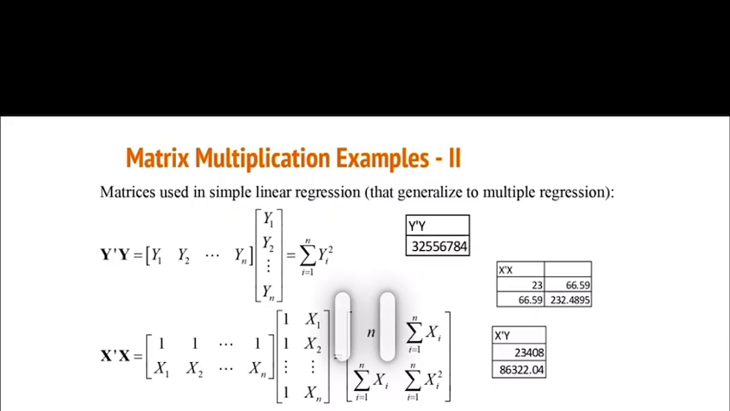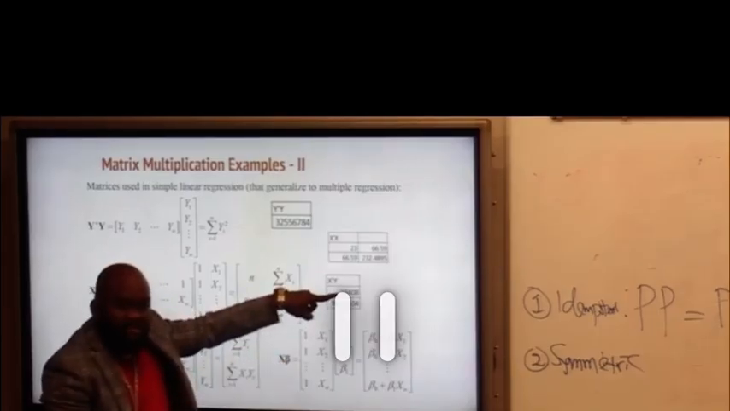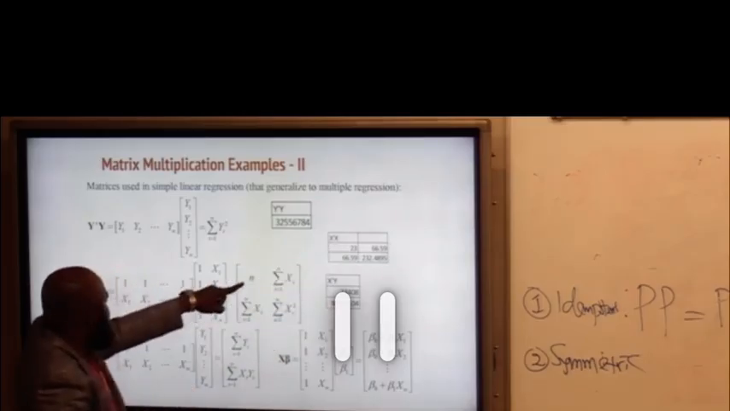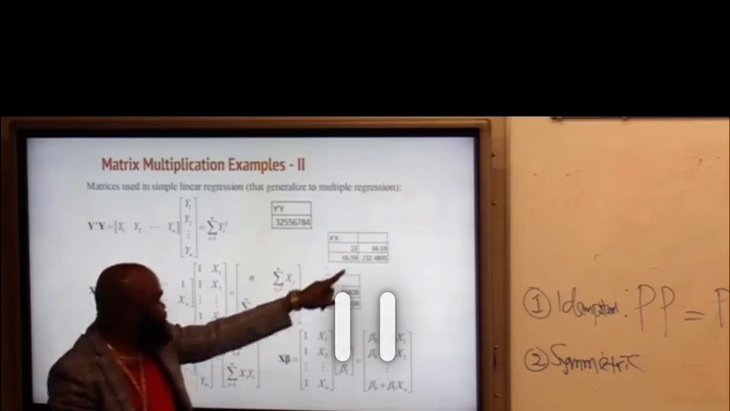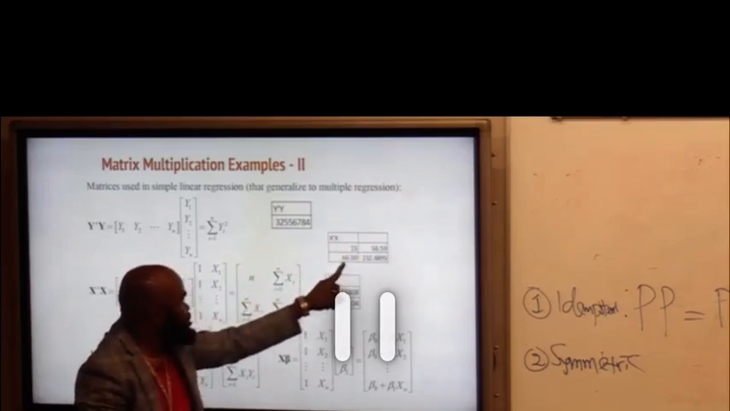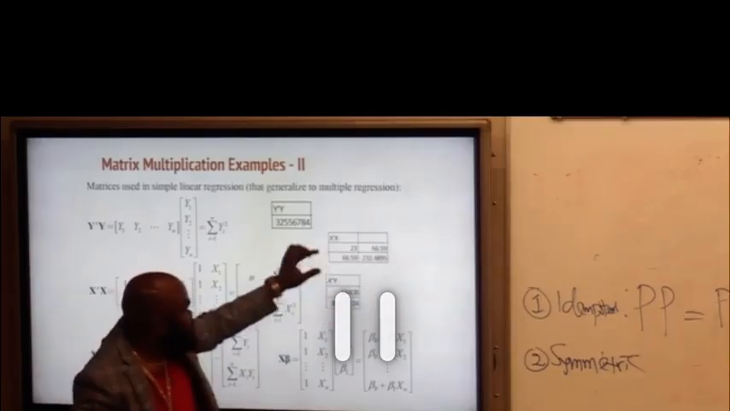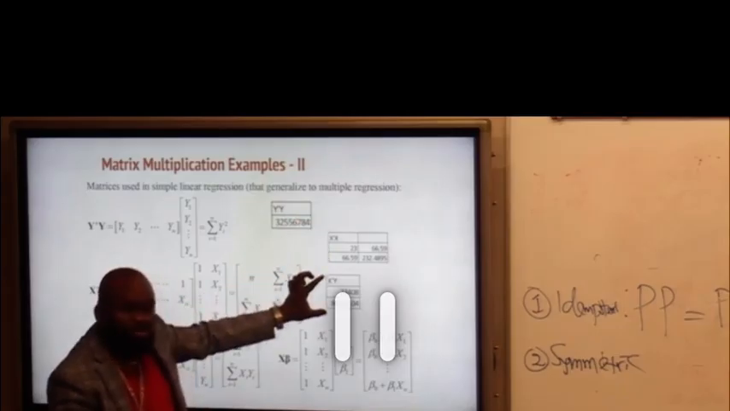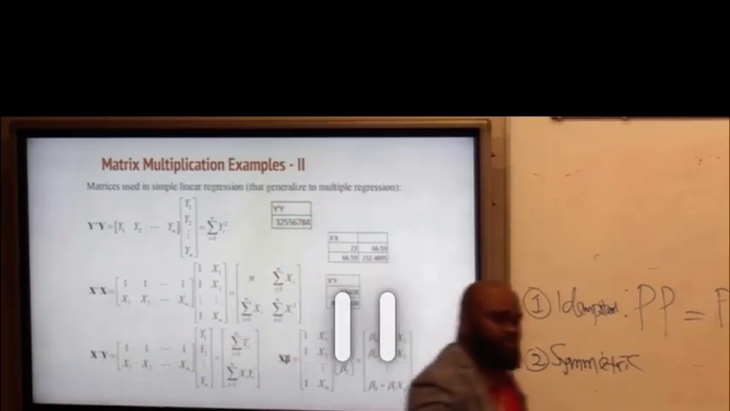What about my X prime Y? Take a look. X prime Y is the summation of Y and the summation of XY. From that data, the summation of Y is that, and the summation of XY is that. But here, for X prime X, I have 23 observations, the sum of X is 66.59, and the sum of X squared is that. The moment I have this and that, I only need to find the inverse of this, then multiply by this. Then that will give me what I'm looking for.